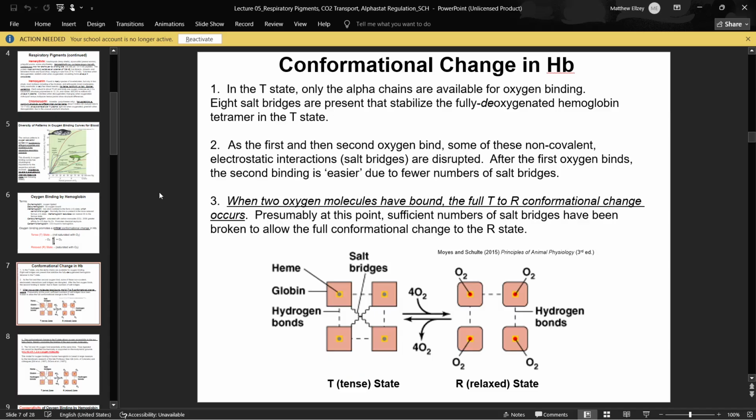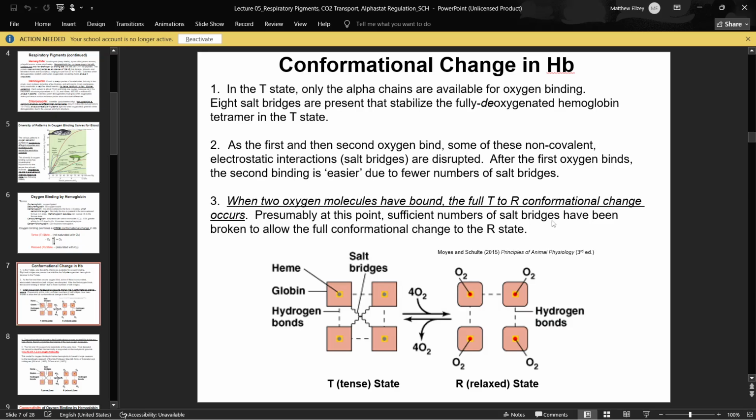So in the tense state, only the alpha chains are available for oxygen binding. There's 8 salt bridges present that stabilize the fully deoxygenated hemoglobin in the tetramer state. As the first oxygen, then second oxygen bind, some of these non-covalent electrostatic interactions are disrupted. So after the first oxygen binds, the second one will bind easier due to the fewer number of salt bridges, right? And then when 2 oxygen molecules have bound, the full T to R conformational change occurs.